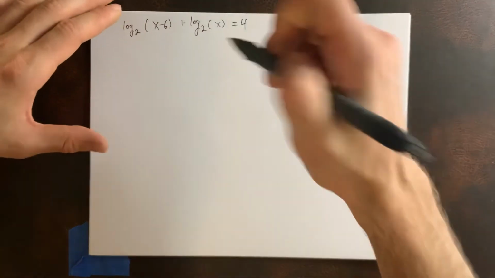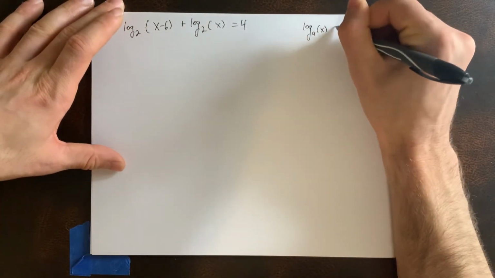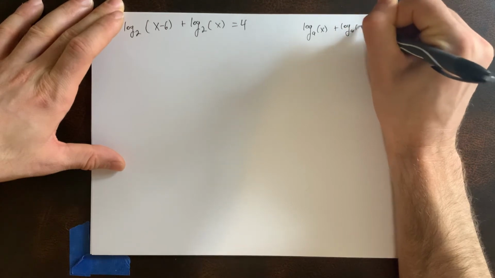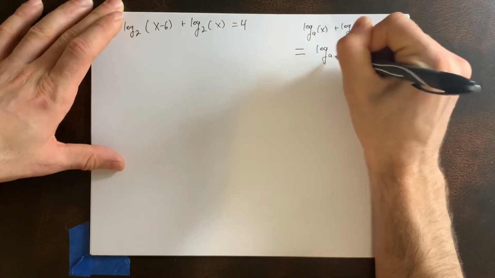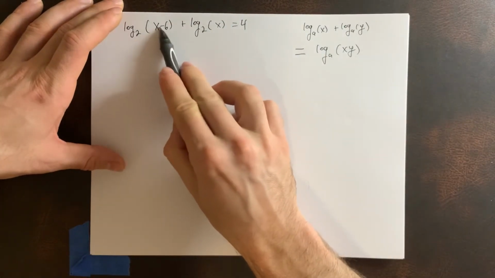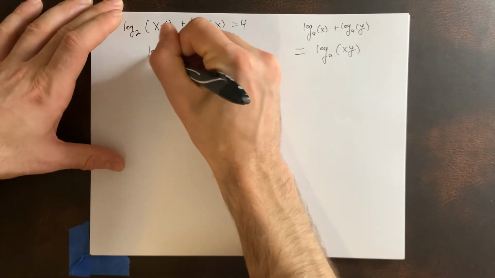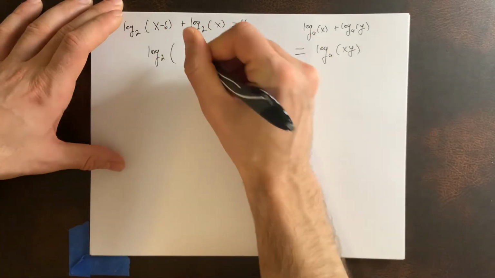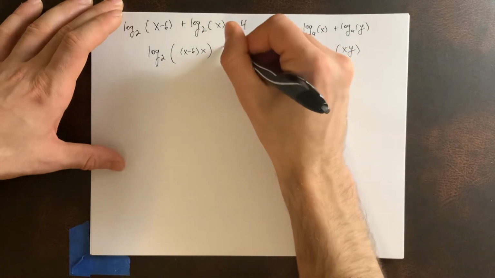So we know that if we have 2 logs adding, so log base a of x plus log base a of y, that just means we can write one log symbol and multiply the insides. And that's what we have here. We have log base 2 of this plus log base 2 of this, so we're adding 2 logs. That means we can write one log symbol and then multiply the insides. x minus 6 times x, and that's going to be equal to 4.